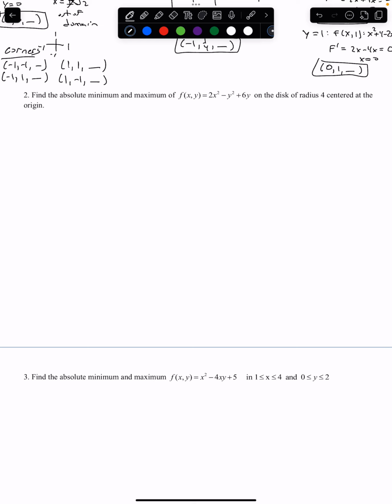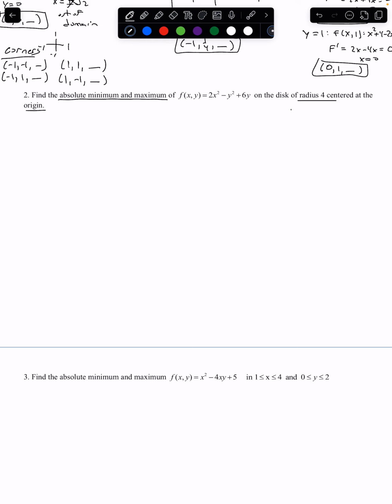Hello, welcome back. In example number 2, we're asked to find the absolute minimum and maximum for our function f of x, y is 2x squared minus y squared plus 6y. But this time we're being bounded by a disk on the xy plane of radius 4.